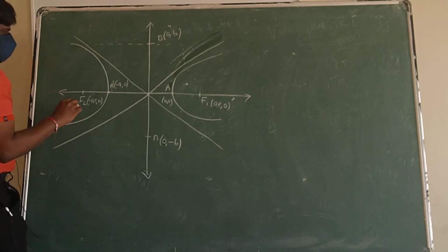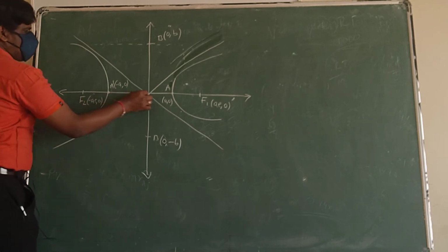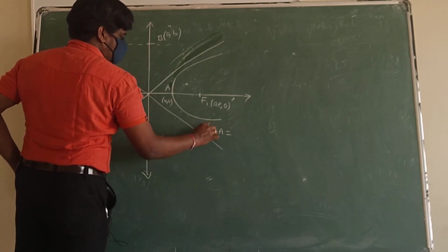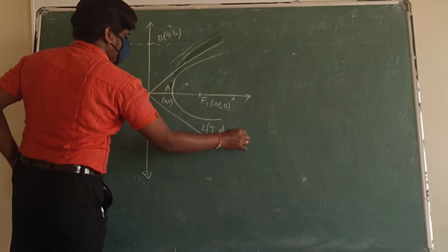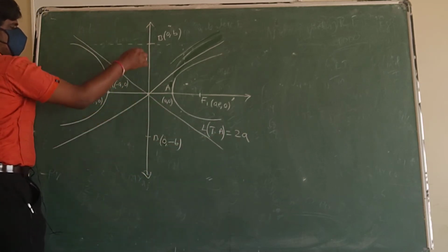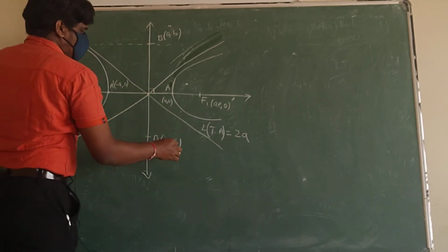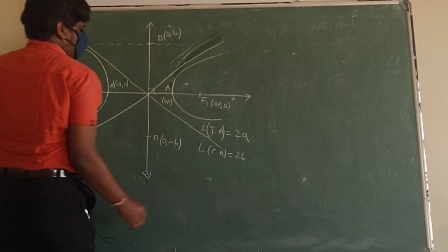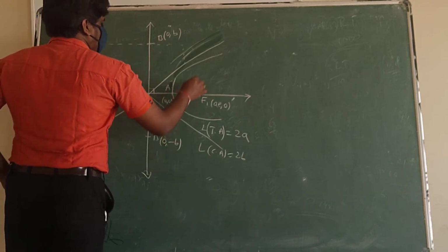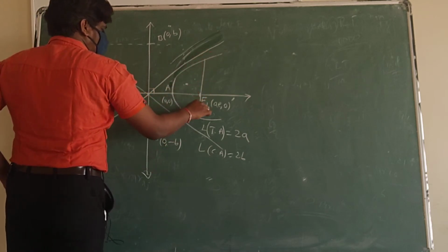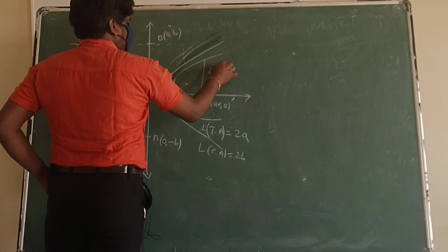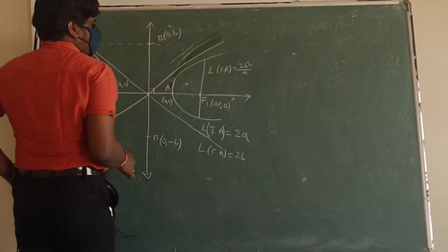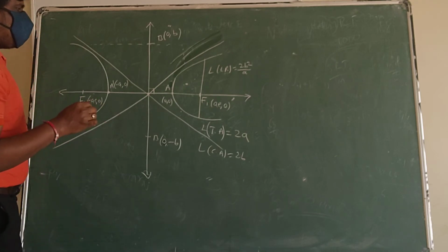Okay, and I explained all the things. This is called the transversal axis. The length of the transversal axis is 2a. This is called the conjugate axis, which is perpendicular. The length of the conjugate axis is 2b. And I have told already that the length of the latus rectum is 2b square by a. I explained this already.